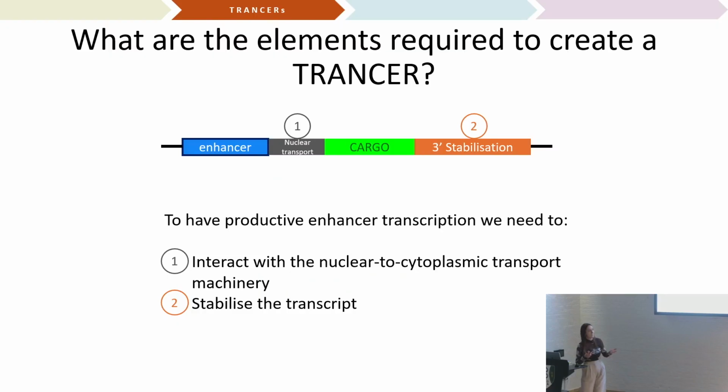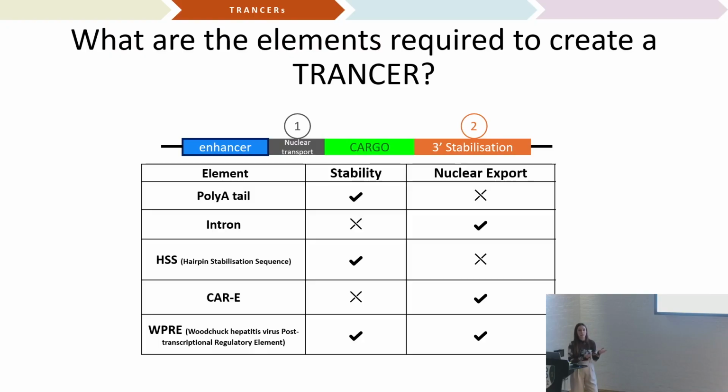For the biologists in the room, I'm going to explain a little bit more what transfers are. And essentially what we've figured out is that we can stabilize enhancer transcription by just adding a couple sequences. Those sequences are required to interact with the nuclear to cytoplasmic export machinery. This is because transcription happens in the nucleus, whereas protein expression takes place in the cytoplasm. And we also need to stabilize the 3' UTR of the cargo. We do this by adding a couple sequences that I've summarized in this table here. But unfortunately, based on time, I'm not going to actually go through the different elements.